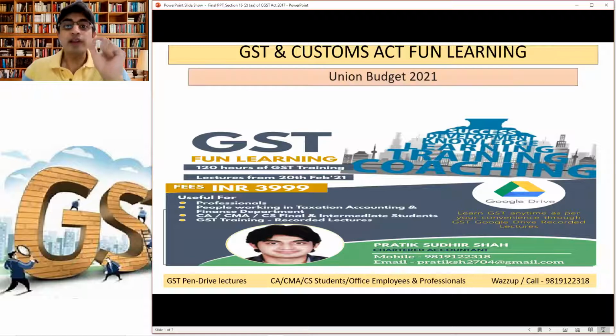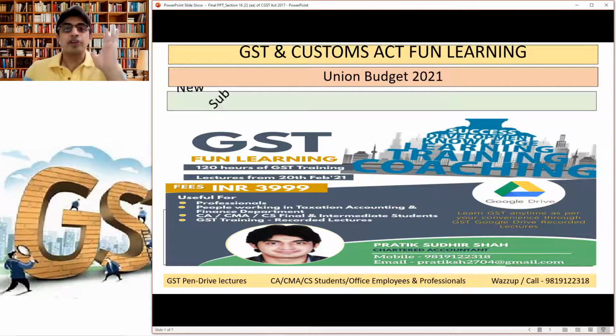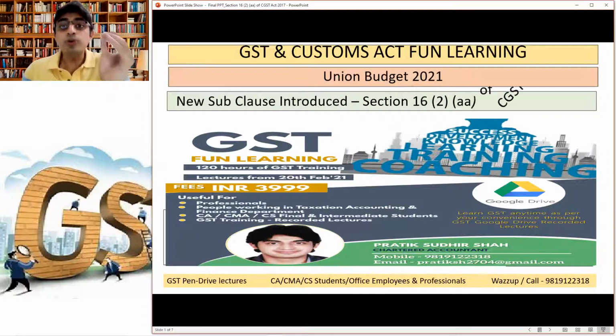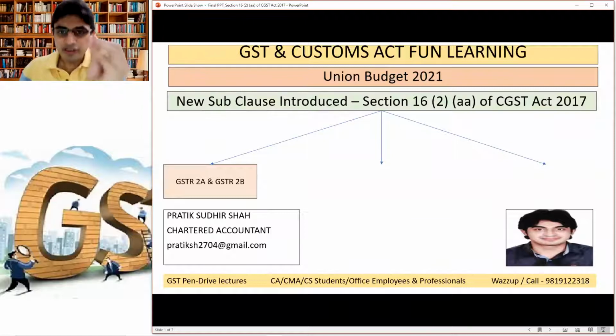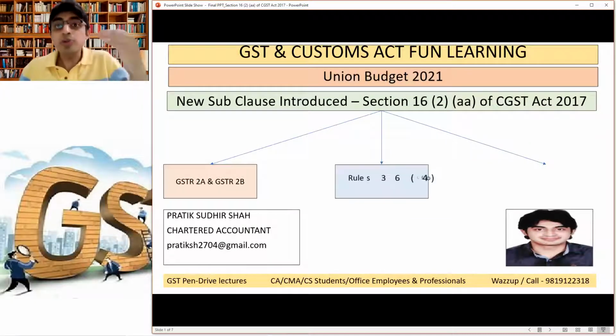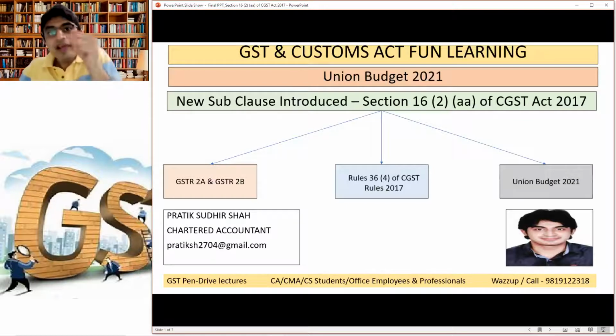Now, today I'm going to discuss one important amendment or addition which is proposed in Union Budget 2021. In the Union Budget, a new subsection, Section 16, subsection 2, clause AA is being proposed. I have divided this into three parts. First, let me explain what GSTR 2A and 2B, Rule 36, Sub Rule 4 of the CGST Rules are, and what this addition in Union Budget 2021 will mean for your input tax credit. Okay, so let us begin.